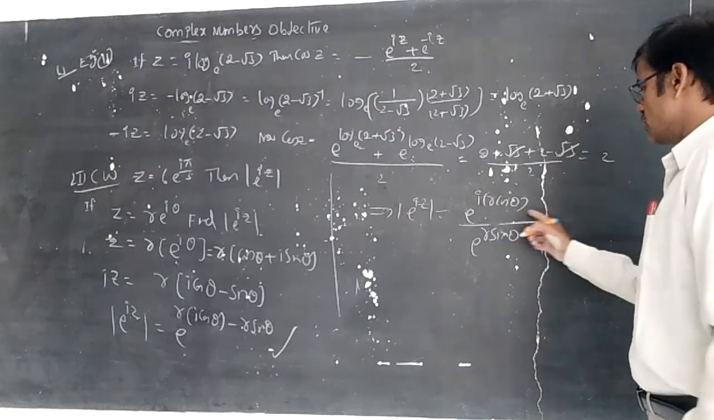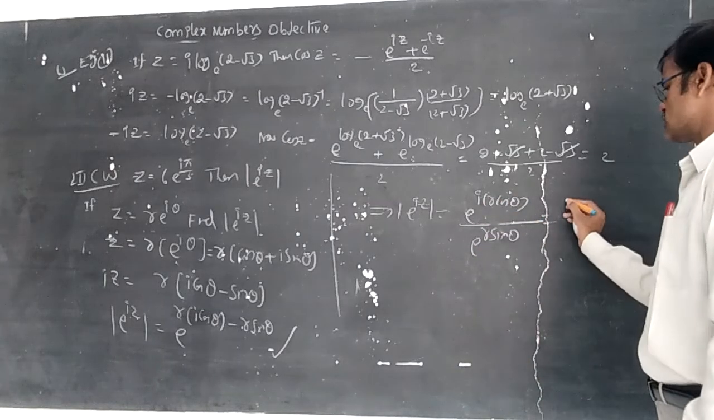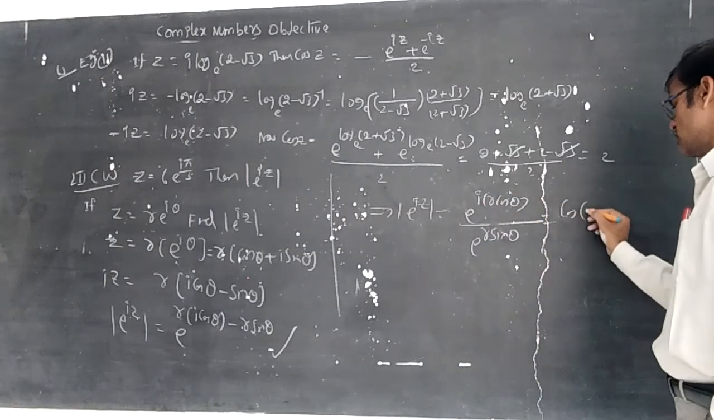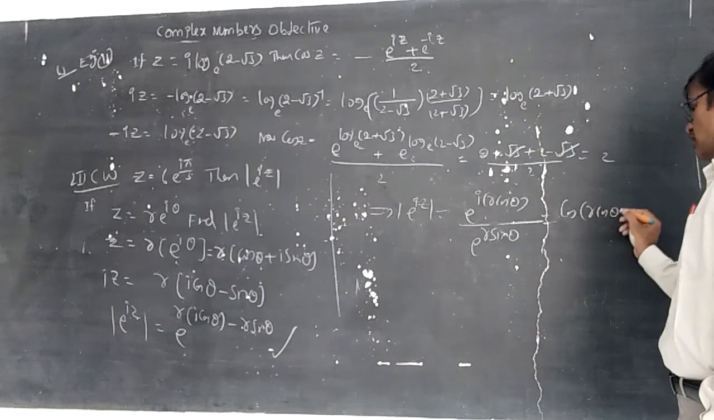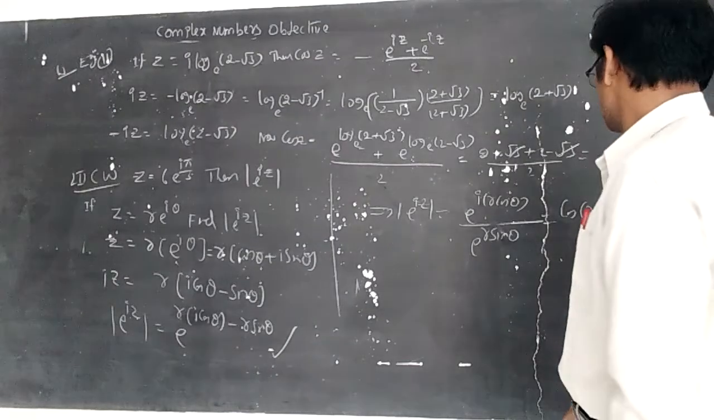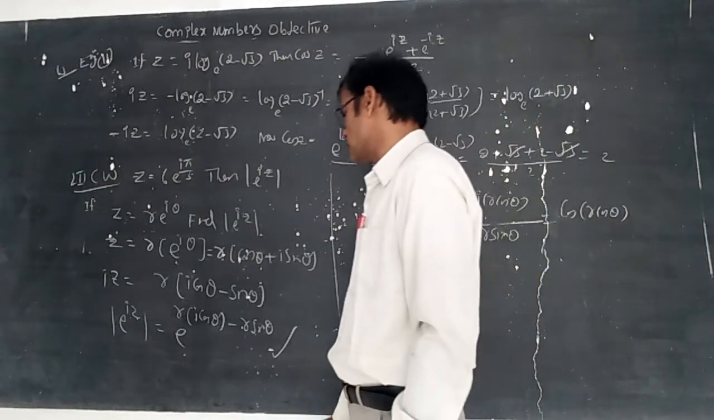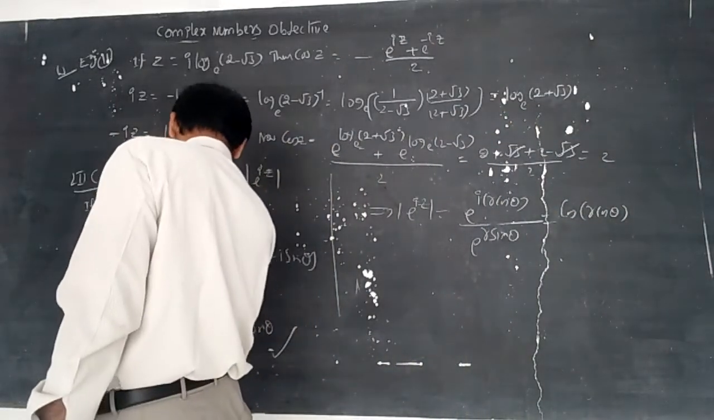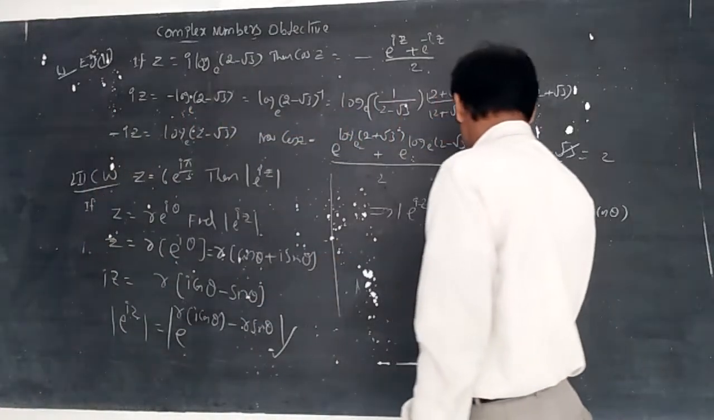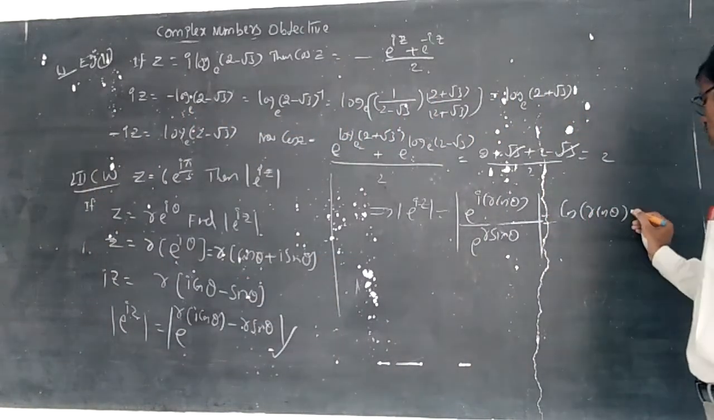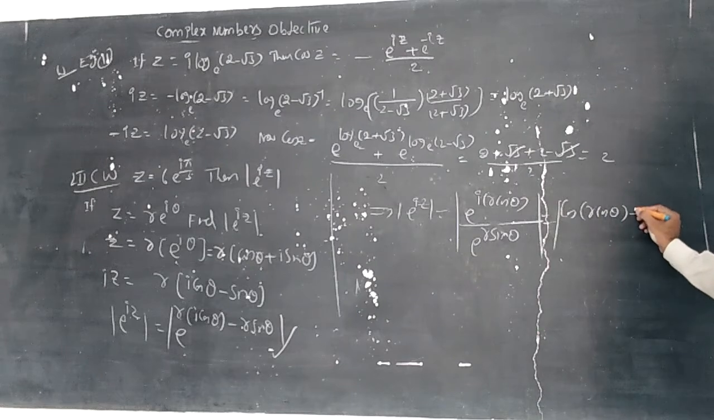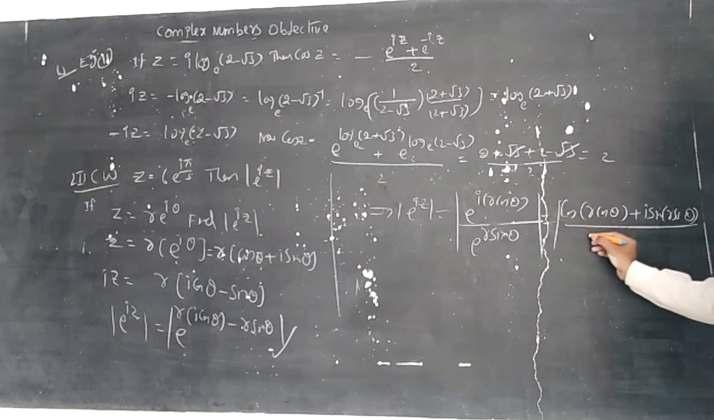Now e power i theta concept is cos theta plus i sin theta. So cos of r cos theta. Here also modulus you should put. Put modulus. Modulus of cos of r cos theta plus i sin of r cos theta, whole by e power r sin theta.